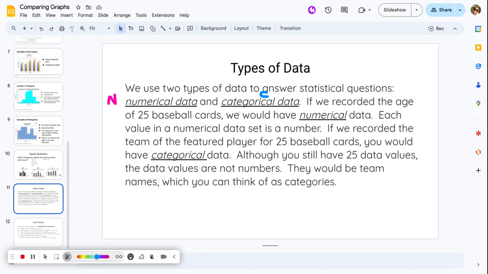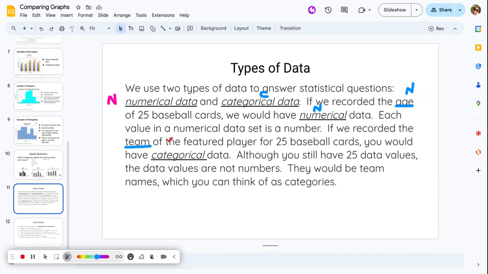If we recorded the age of 25 baseball cards, we would have numerical data. The key word there is age, because age has to do with numbers. We would have numerical data. Each value in a numerical data set is a number.